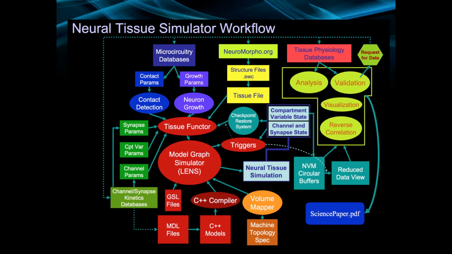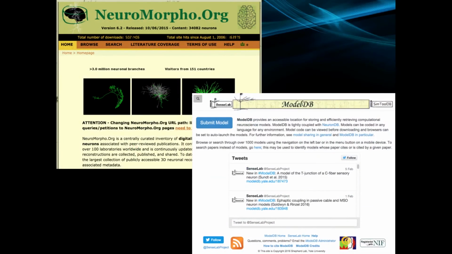So you have a microcircuitry database, you have a database of neuronal cell types and their construction. You have a database of tissue physiology, and then you link it all together. And in the terminology of, say, computational chemistry, you integrate the equations of motion. So you chunk it time step by time step forward. If you want to check out these couple of databases, if you go to neuromorpho.org, you can look at 34,000 different neurons.